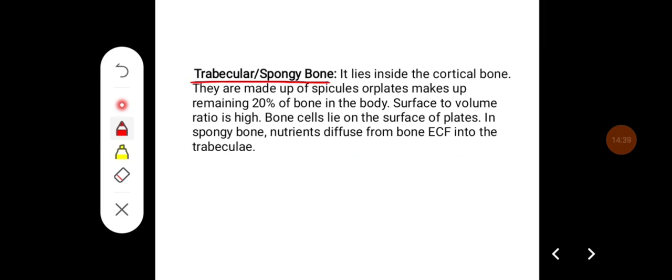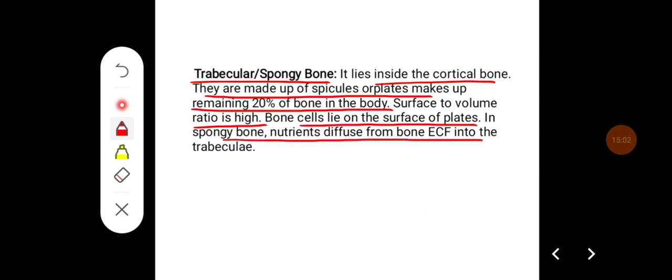Trabecular or spongy bone lies inside the cortical bone. They are made up of spicules or plates, and make up the remaining 20% of the bone in the body. Surface to volume ratio is high. Bone cells lie on the surface of plates. In spongy bone, nutrients diffuse from ECF into trabeculae.